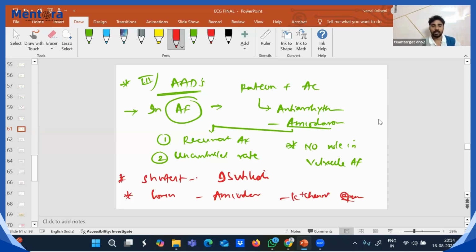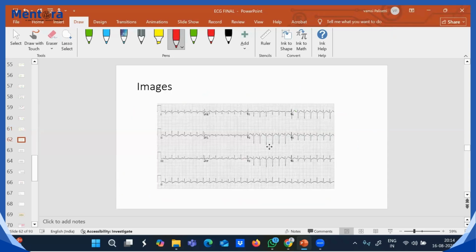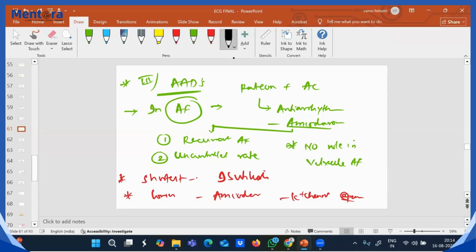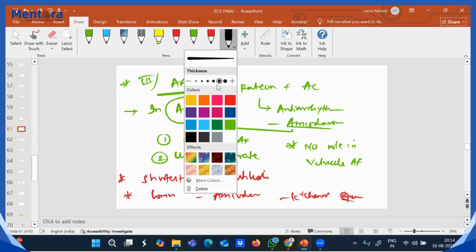One more thing. Sir, any change in amiodarone dosing? Amiodarone dosing we will discuss. Usually what is the dose you are giving amiodarone? Initial 150, followed by 150 loading.